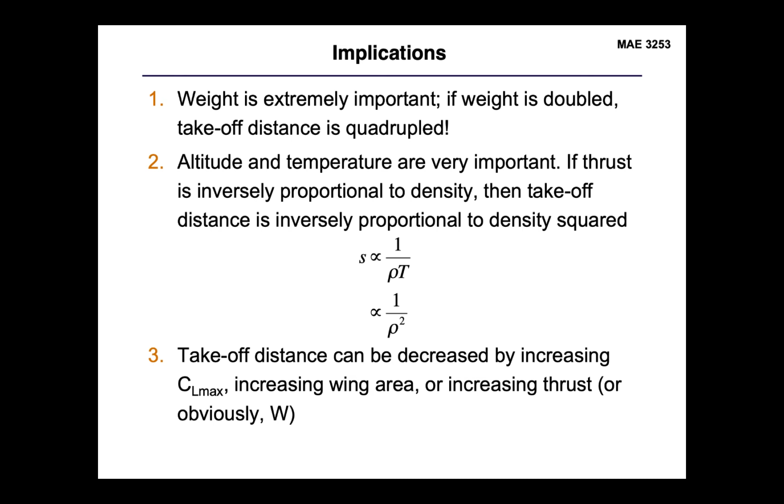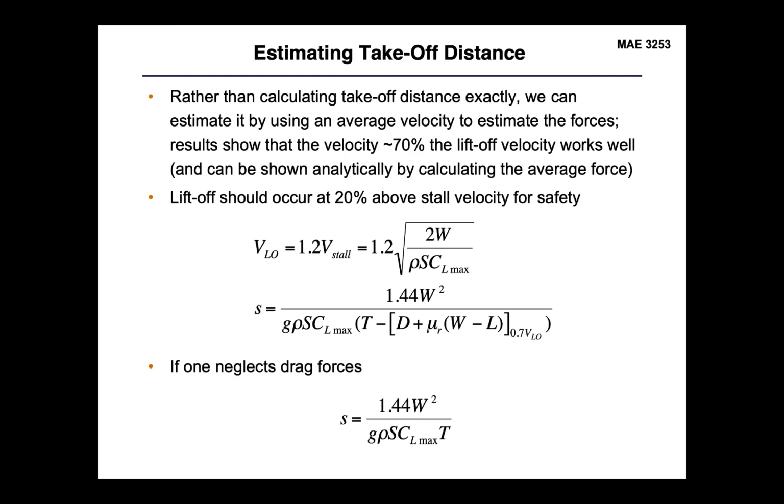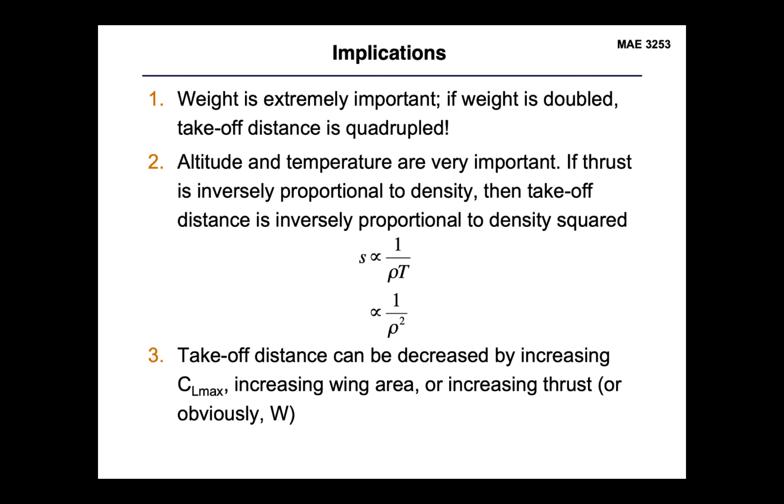Also, as we note, density altitude is going to be very important. Density plays a role directly in the equation, so takeoff distance is going to be inversely proportional to density. But we also have thrust in there as well, and recall that thrust is also going to be impacted by density. Since thrust is typically going to be proportional to density, then takeoff distance is going to be inversely proportional to density squared. So as we increase our altitude and go to higher and higher runways or higher and higher temperatures, density is going to have a very, very big impact.